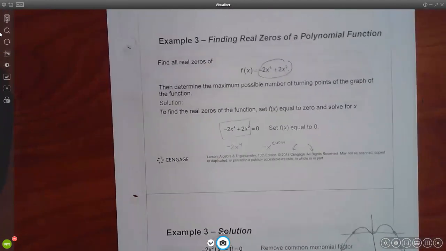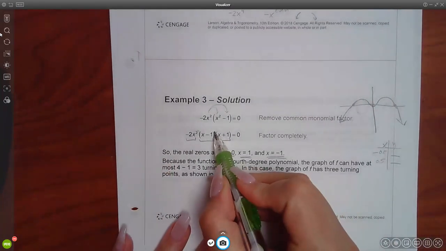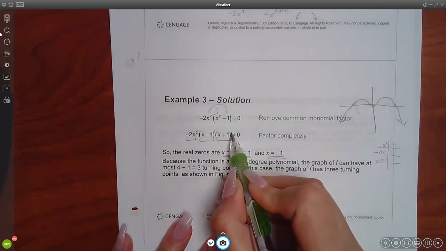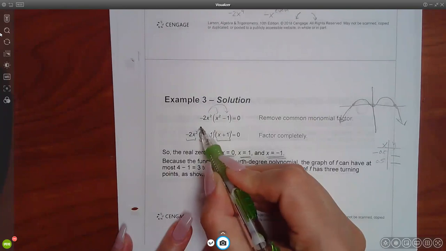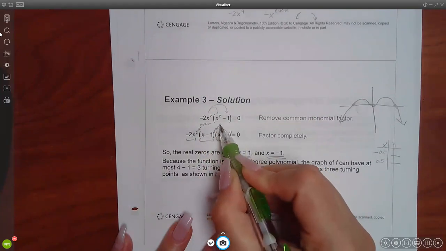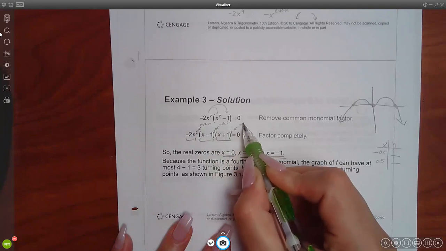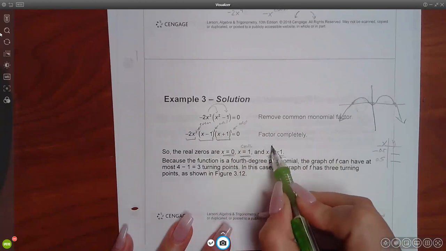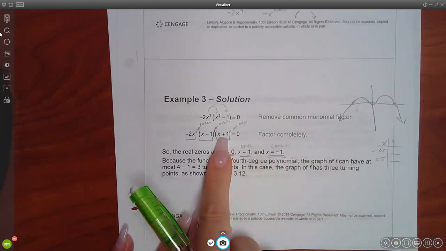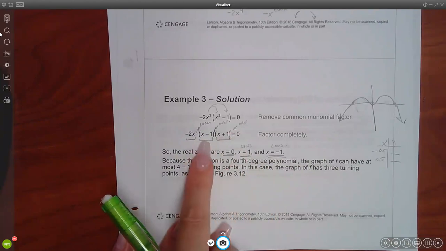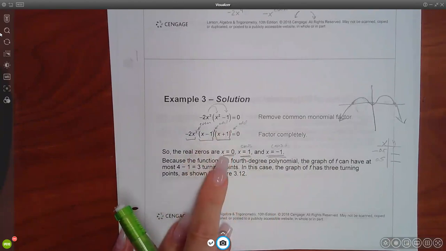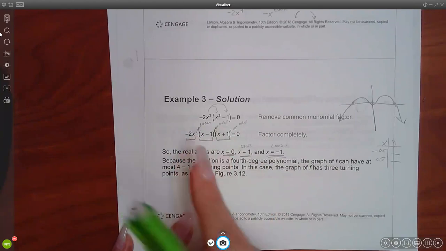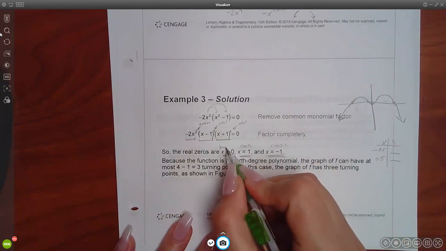So let's go back to this problem. What is the exponent out here? One. What is the exponent out here? One. This one has an even multiplicity, this one has an odd multiplicity, and this one has an odd multiplicity, right? So what that means is I'm gonna cross through these two guys, because this came from this factor, which is odd. This guy came from the middle factor, which had an odd multiplicity, but zero came from that factor, which has an even multiplicity, right? So this one is actually just gonna bounce.